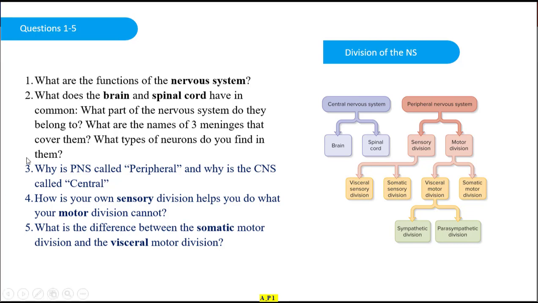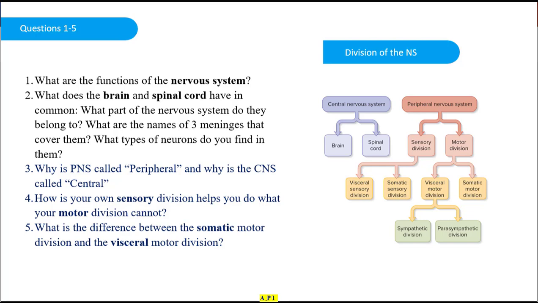Now, how does your sensory division help you do what your motor division cannot? Your sensory allows you to feel things coming into your body. But the motor division allows you to do something, to respond to something. Why is this important? Because sometimes you can have sensory damage, but not motor damage. It means that if you have sensory damage, you don't feel anything. But the motor will do something. That means you can walk, you can do stuff, but you don't feel it.